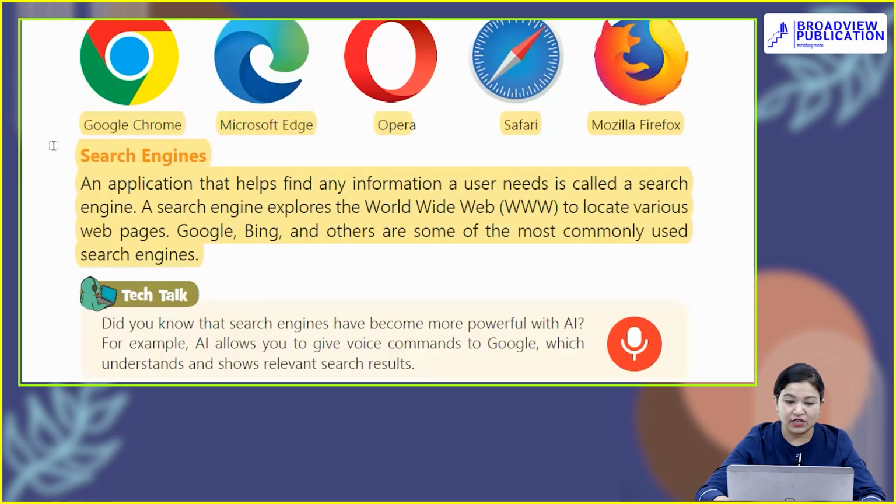Now, what is a search engine? An application that helps find any information a user needs is called a search engine. A search engine explores the World Wide Web, www, to locate various web pages. Google, Bing and others are some of the most commonly used search engines. Any application which helps you find information on any topic is a search engine.